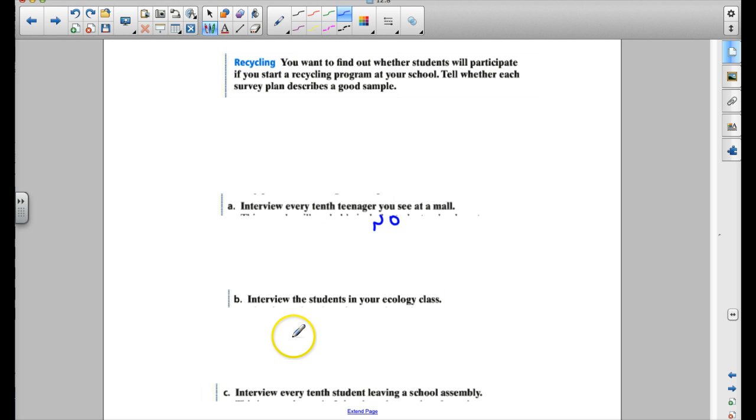Second one, interview the students in the ecology class. It's better, you're getting students at your school, but this one is no too because you're only getting one viewpoint, the ecology class, which deals with science, which deals with land. They're going to say, yeah, we should start a recycling program, where maybe the majority of people don't want to.